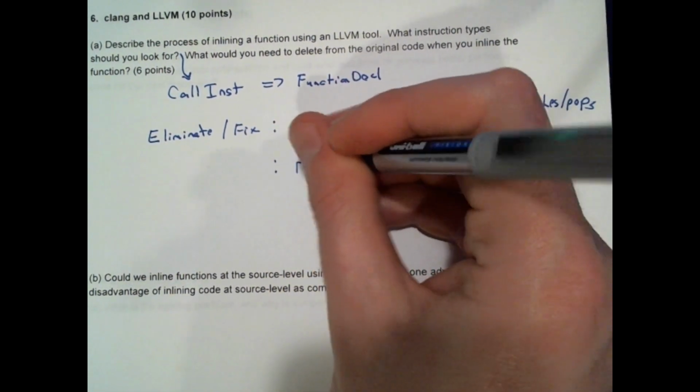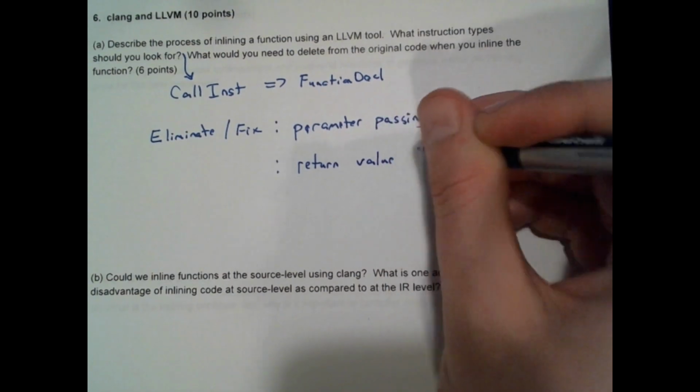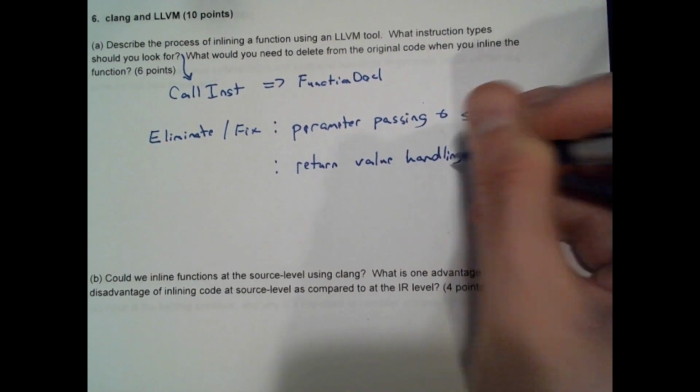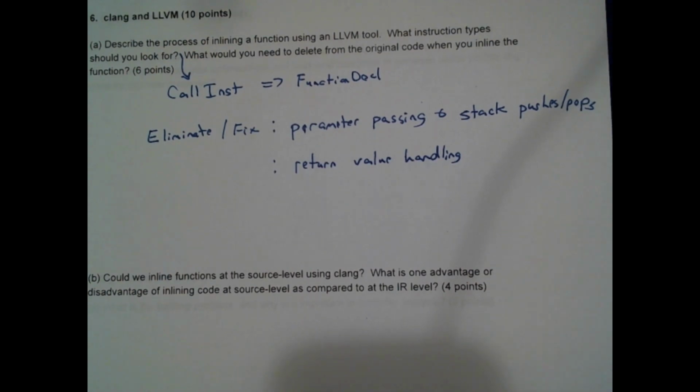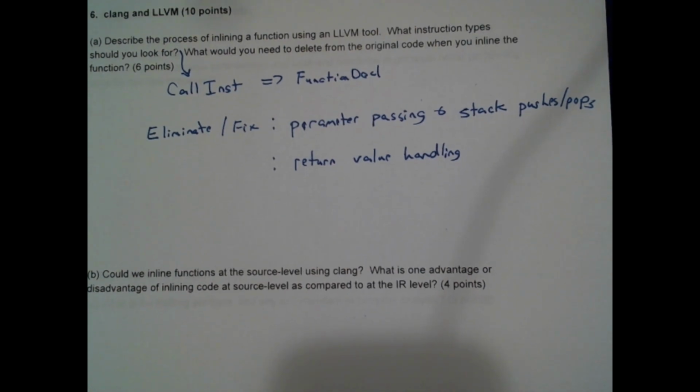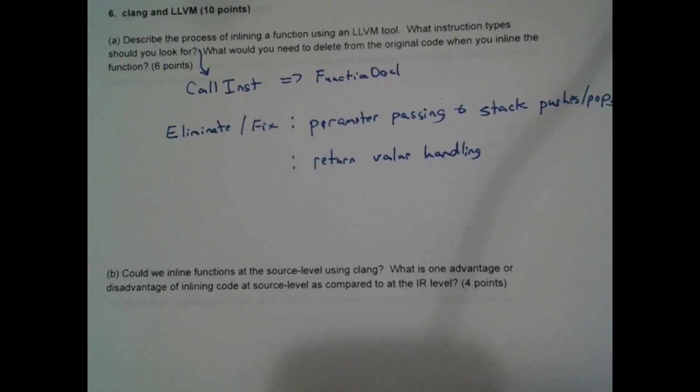The other thing we would need to handle is return value handling, because we would have some code that takes the value we got from the function and puts it wherever it's supposed to be after the function call. We would have to fix up that code so it goes straight into the right place in the inlined code. Those are the two things I'm looking for you to think about: what type of LLVM construct are we looking for in our tool, and what finer details we would have to handle. That's just understanding what the code shape is.